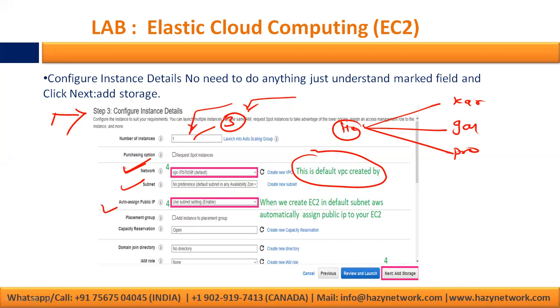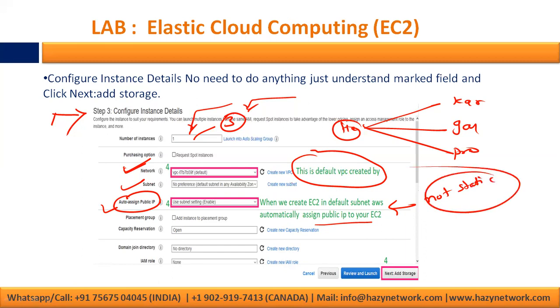Now today I will play with the public IP. When we create the EC2 instance in the default subnet, AWS automatically assigns a public IP address to your EC2 instance. So listen, this automatically assigned public IP address will not be static.